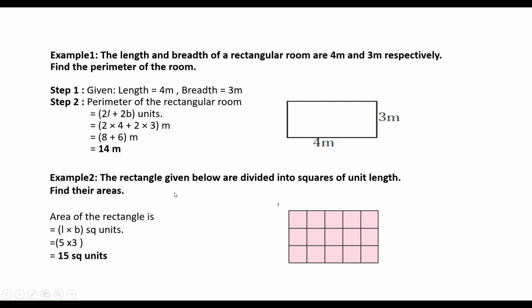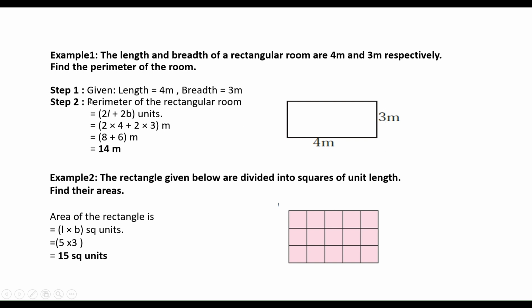Now let's solve some simple problems on this. The question is, the length and breadth of a rectangular room are 4 meters and 3 meters respectively. Find the perimeter of the room. See, this is the rectangular room given. The length given is 4 meters and the breadth given is 3 meters. First, let's write the given data. This is step number 1, that is, we have to write down the given data. Length is 4 meters and the breadth is 3 meters.